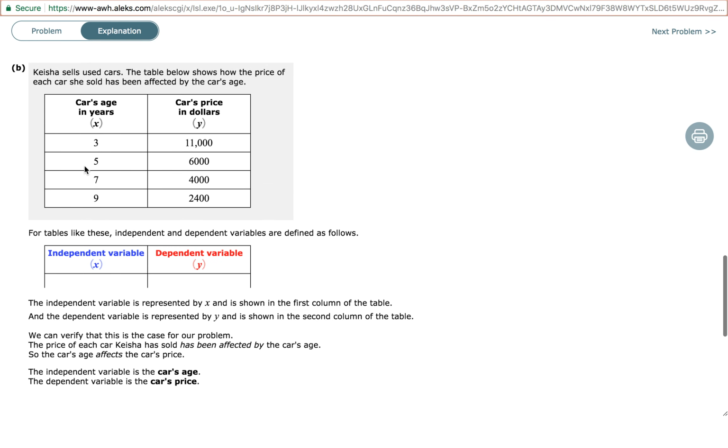In the table, again, we determined that the x value will always be the independent variable, which again is the car's age in years, and the y value will always be the dependent variable, which again is the car's price in dollars.